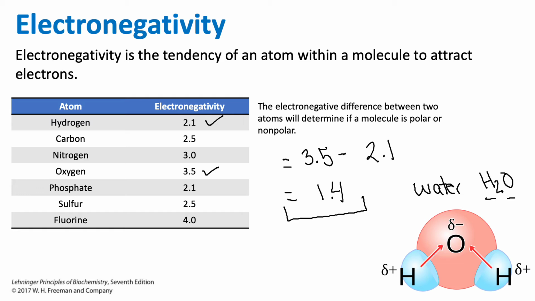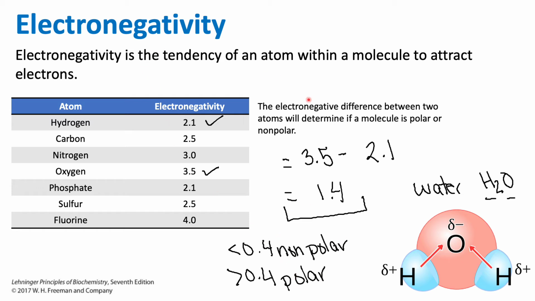So depending on each textbook, the parameters will be different, but essentially, if the electronegativity difference is greater than 0.4, the molecule is polar. If the electronegativity difference is less than 0.4, it will be non-polar. So if we're less than 0.4, it is non-polar. And if we are greater than 0.4, it is polar.